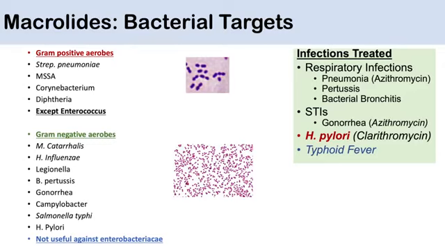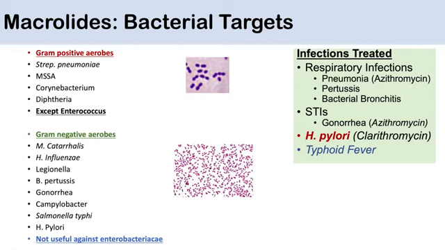So the infections that macrolides can treat include respiratory infections, so they're good for treating particular types of pneumonia, like azithromycin. So community-acquired pneumonia is generally treated with azithromycin, and also generally a third-generation cephalosporin like ceftriaxone is also used. They're also good for treating pertussis and bacterial bronchitis. They're also good for treating STIs like gonorrhea. So azithromycin is actually the treatment we use for gonorrhea.